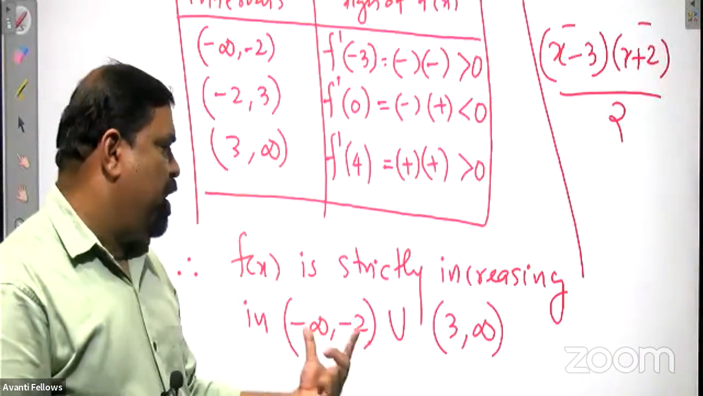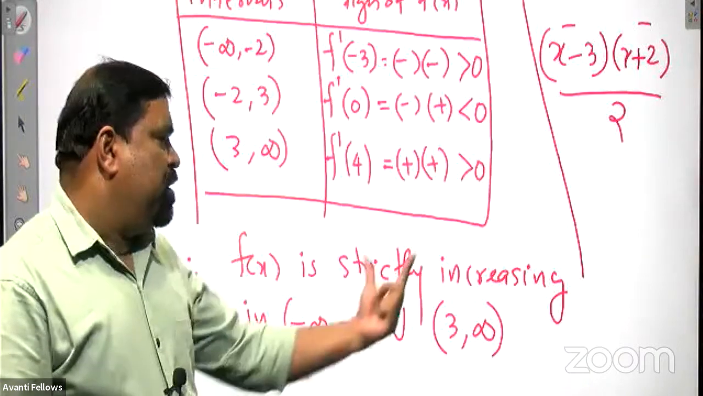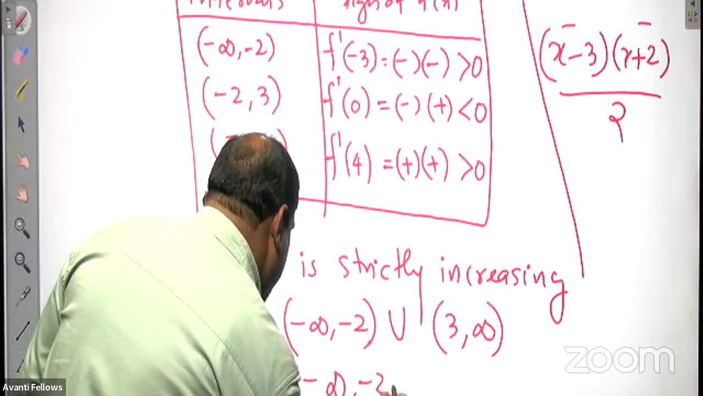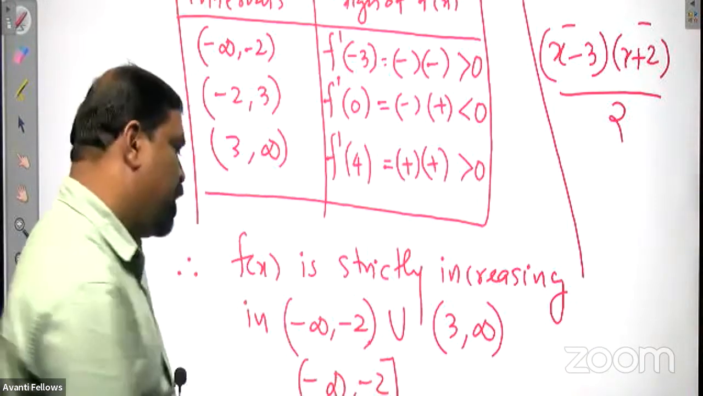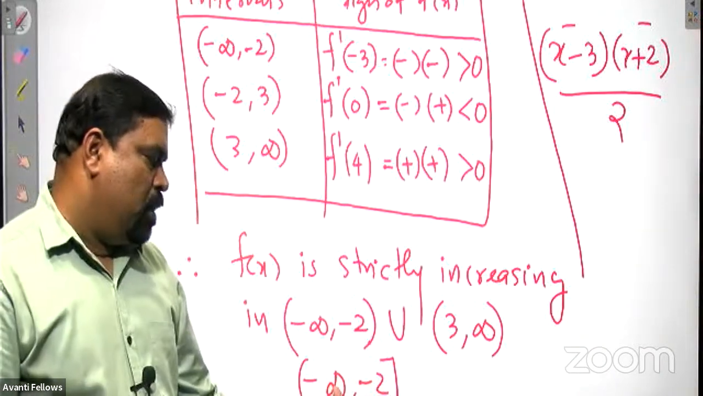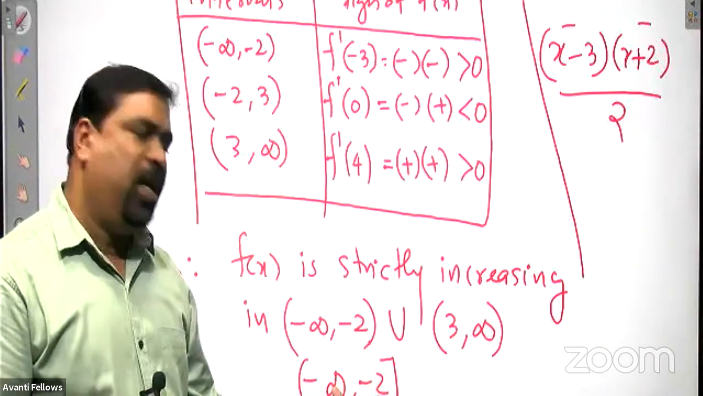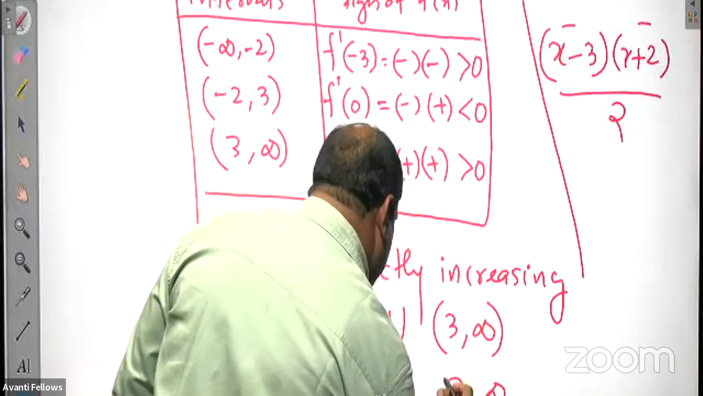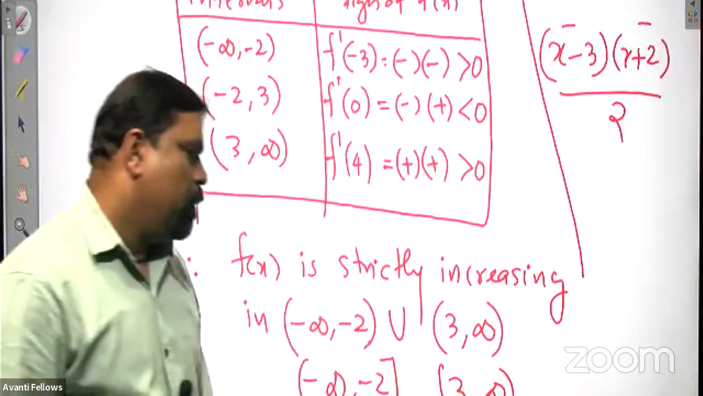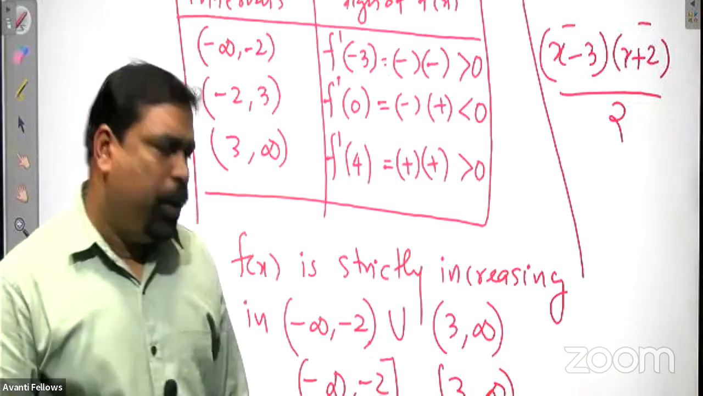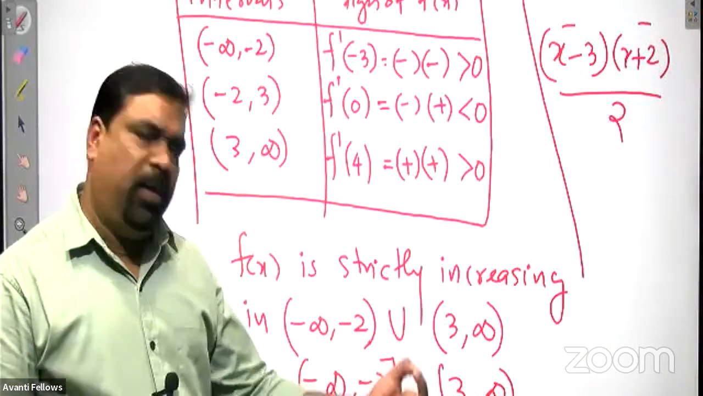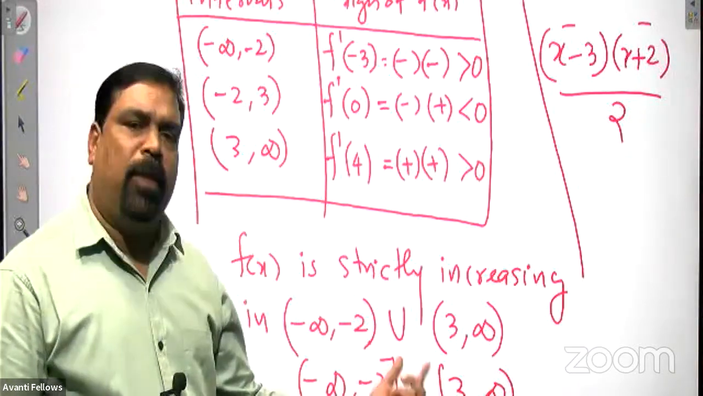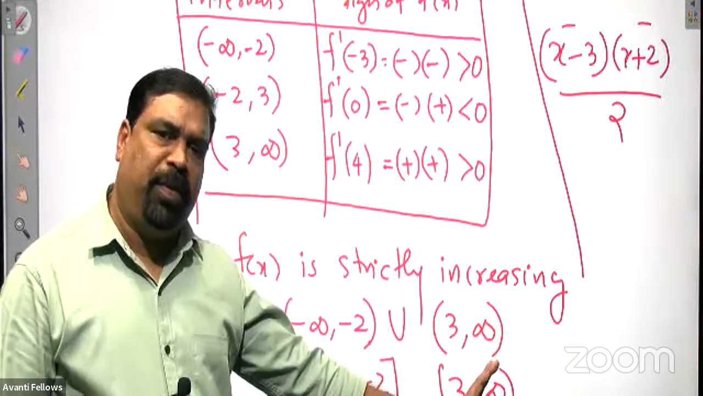So we can mention the interval where it is strictly increasing. But if I write minus infinity to minus 2 in this way, including the end point, in this interval we do not say strictly increasing, we say only increasing. Clear? Similarly, if I take 3 to infinity with 3 also included, 3 is the turning point. At the point 3, the derivative becomes 0. So if I include that 3 also, we say simply the function is increasing in 3 to infinity.